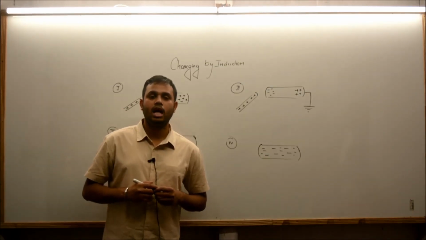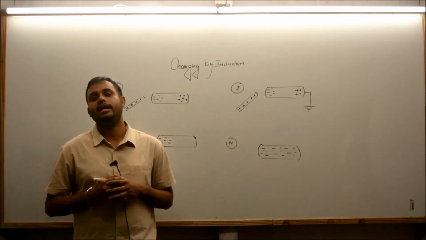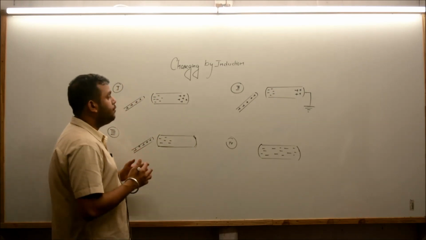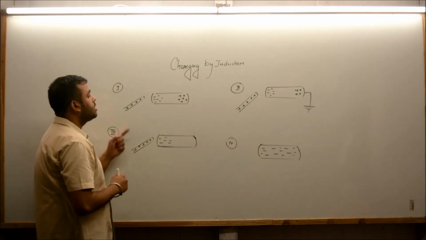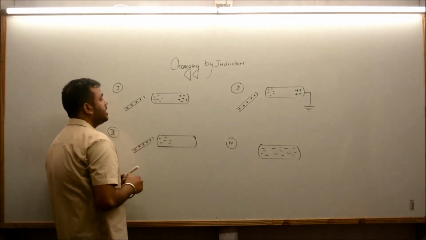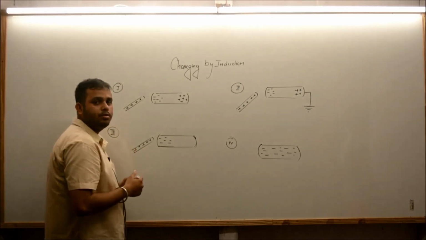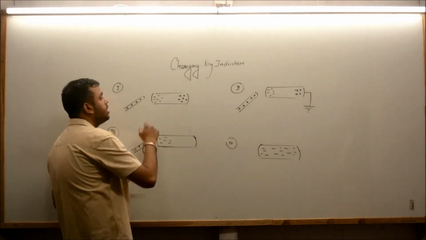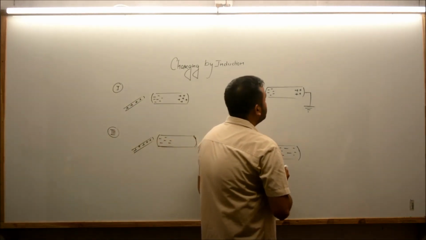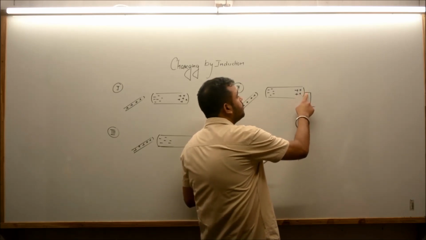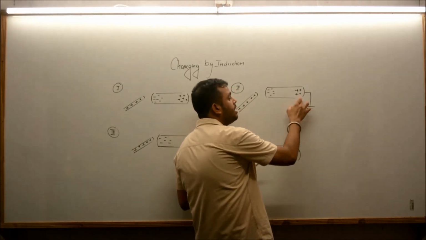Now we will see how a conductor can be negatively charged permanently by induction. So here are 4 steps. In the first step, we brought a positively charged glass rod near the end of the conductor. So its near end becomes negatively charged, as we already know, and its further end becomes positively charged. Now in the second step, we have connected a wire from this end to the earth. That means we have grounded this end, or we have earthed this end.